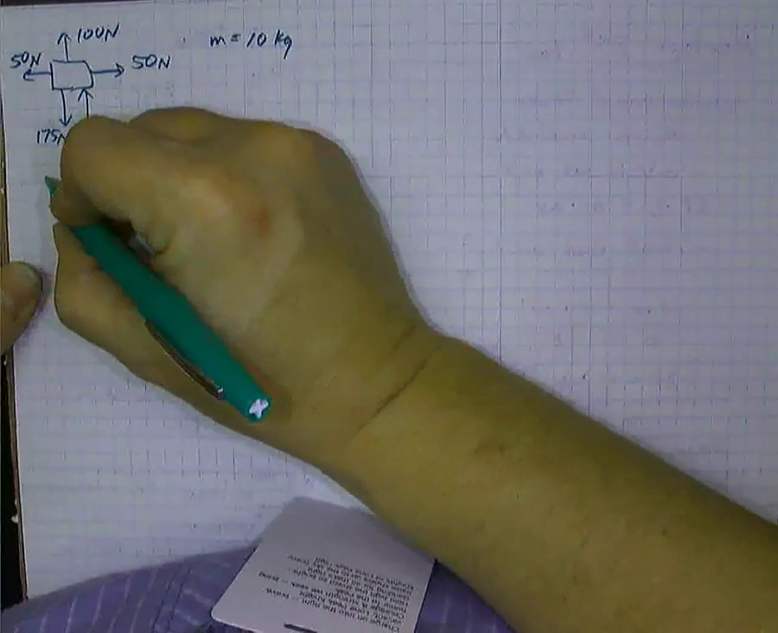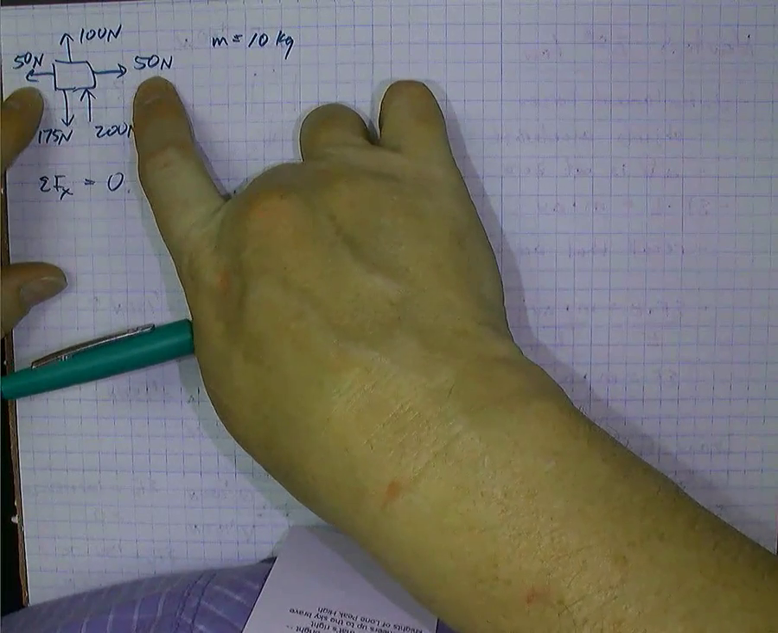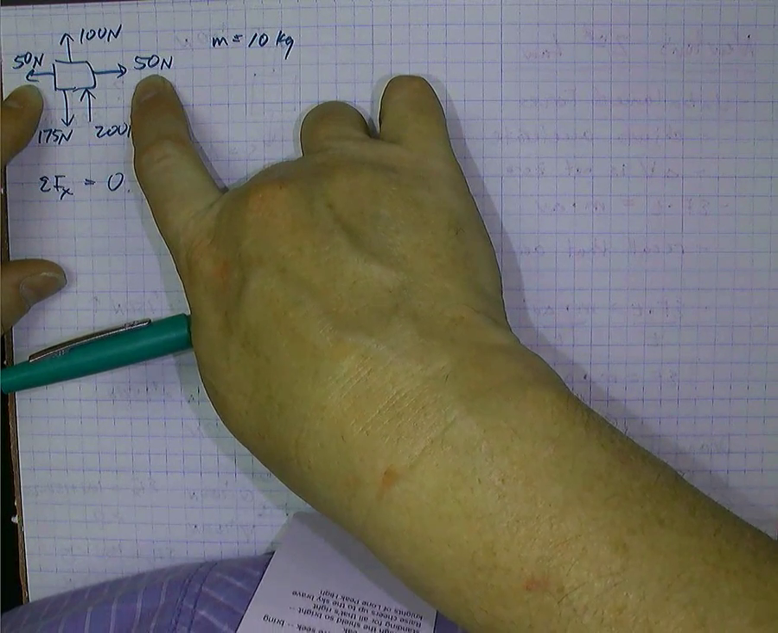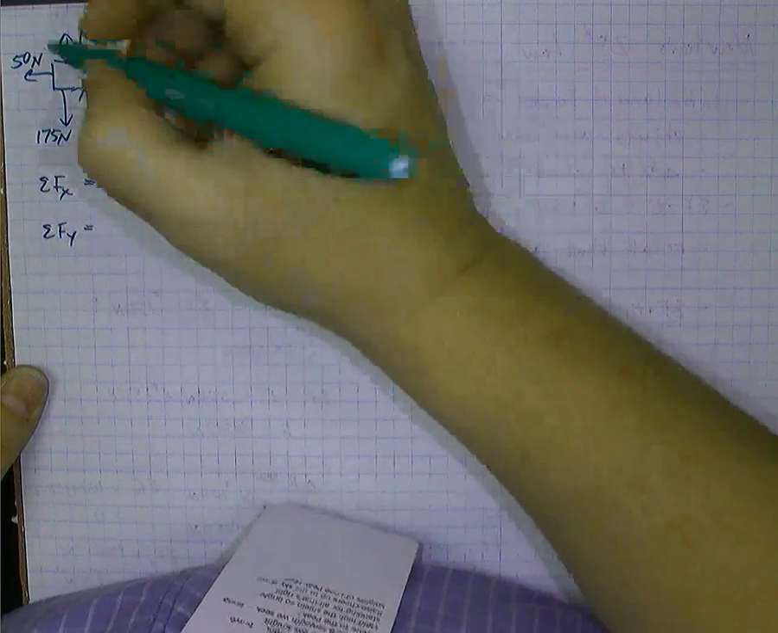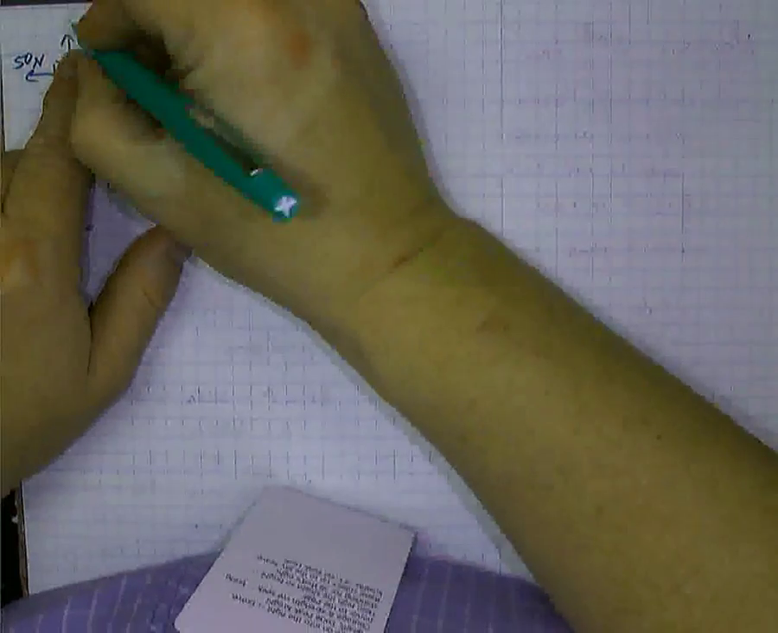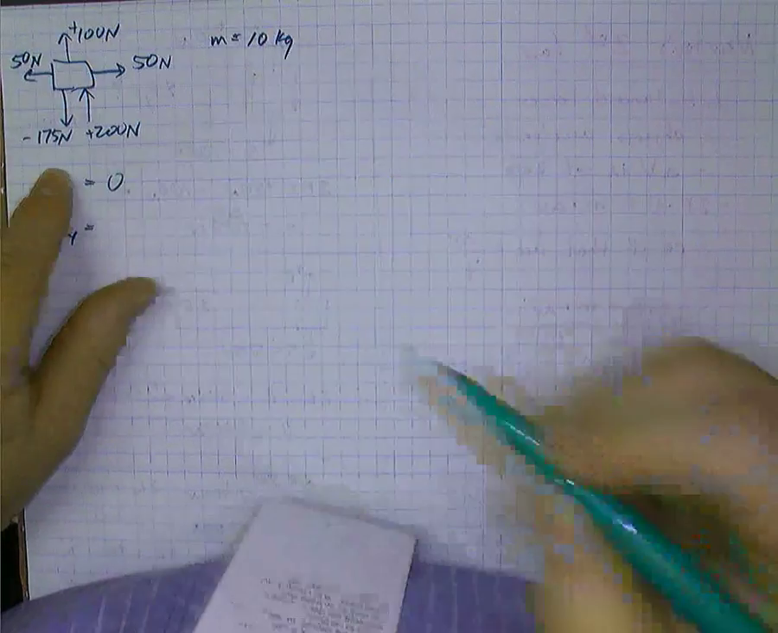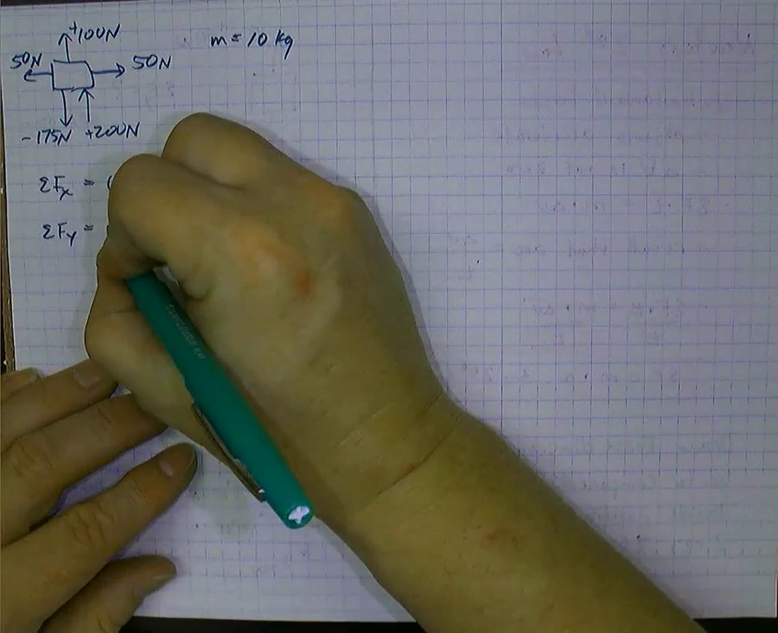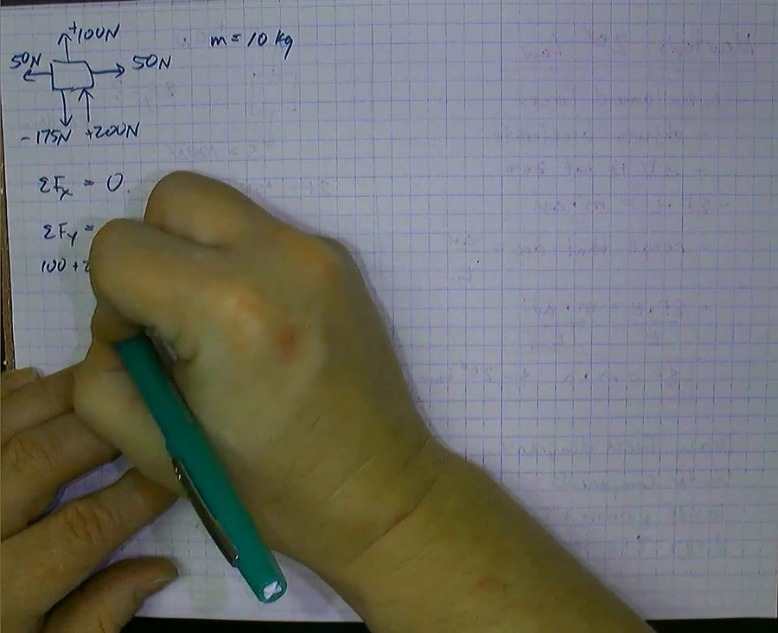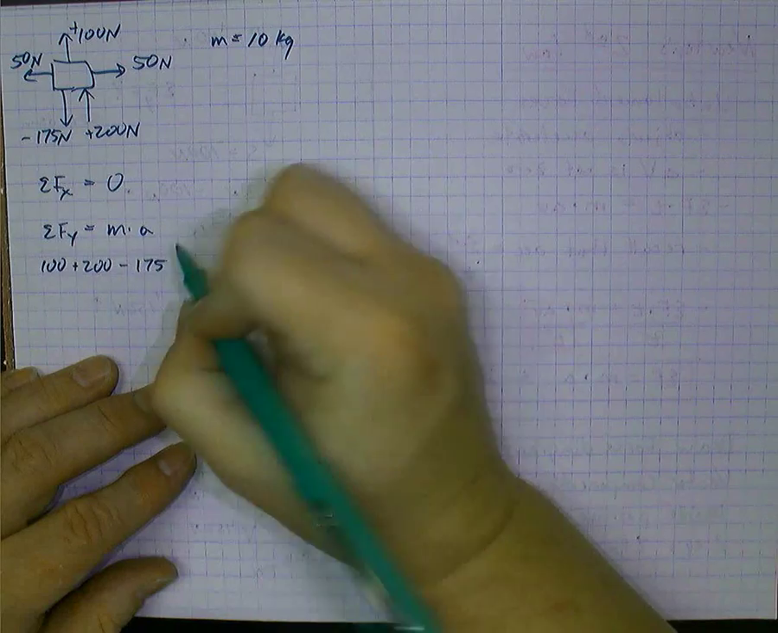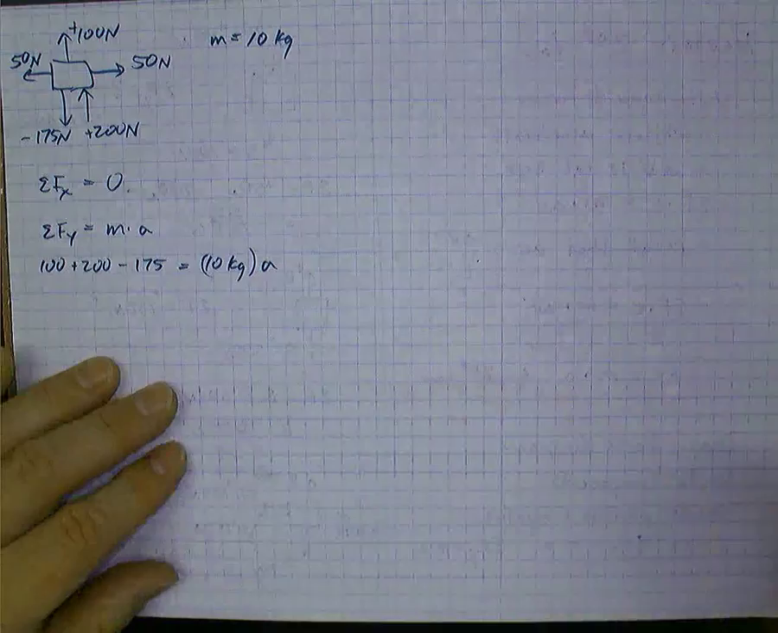So net force in the x direction is just equal to 0 because the 50 and the 50 balance each other out exactly and cancel out. Net force in the y direction, however, will be very different. So this is up, label it positive. This is up, label it positive. This is down, label it negative. And so I get net force equals ma. So 100 plus 200 minus 175 equals 10 kilograms times A.